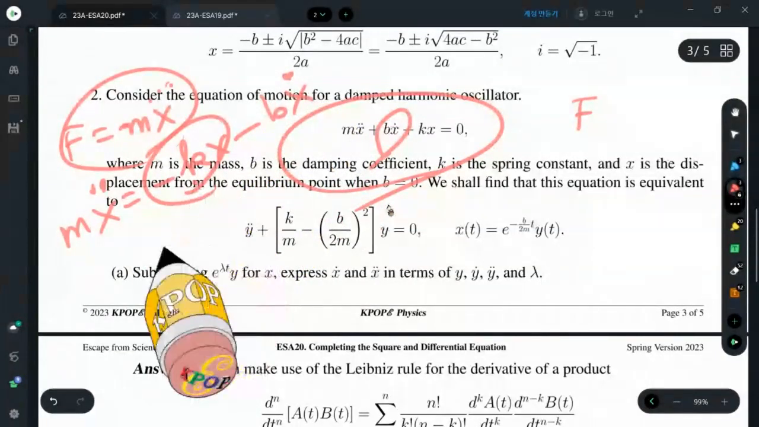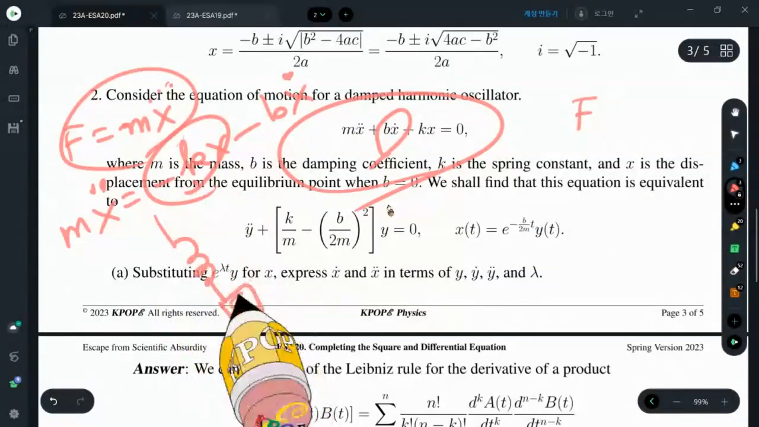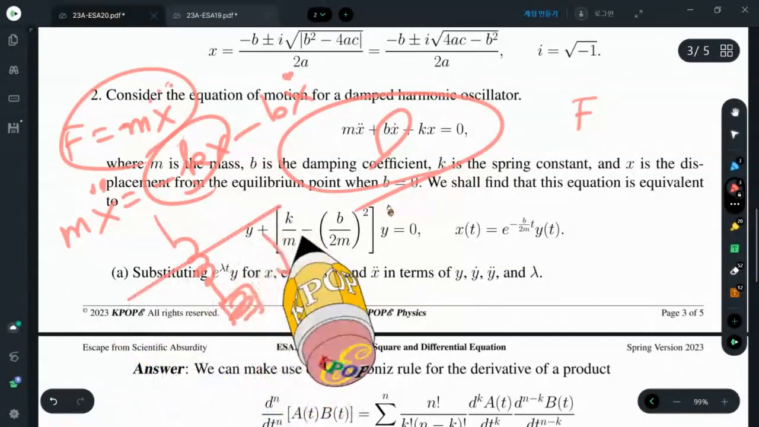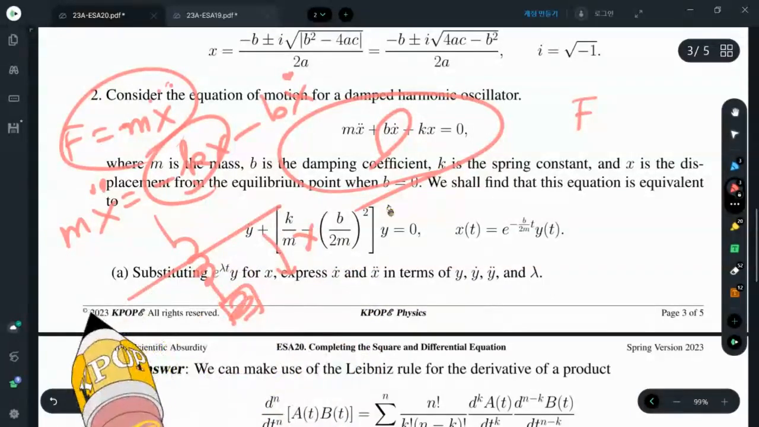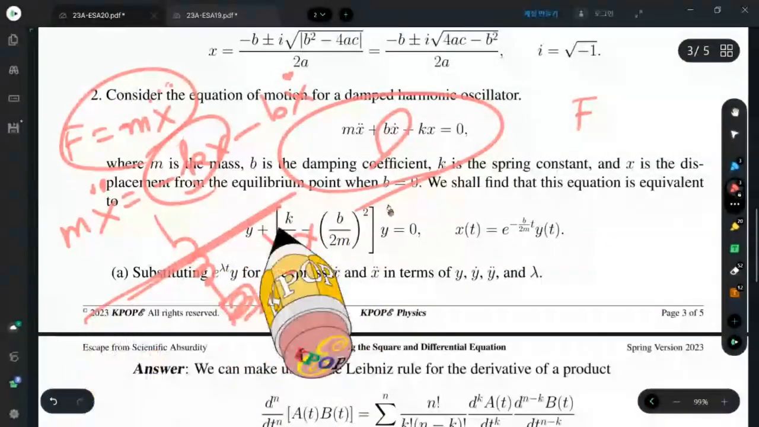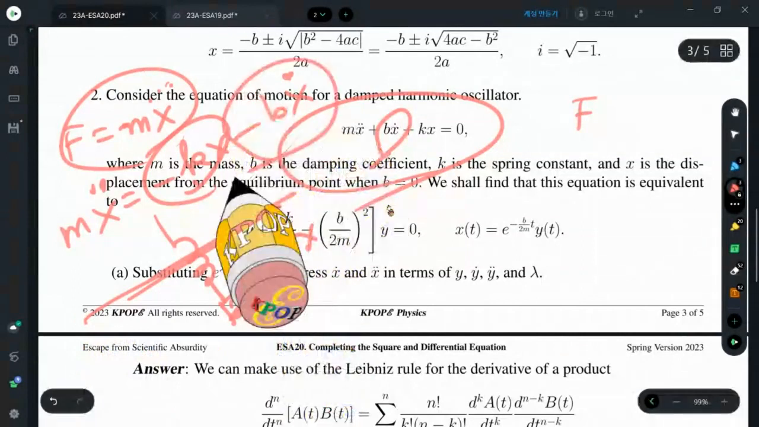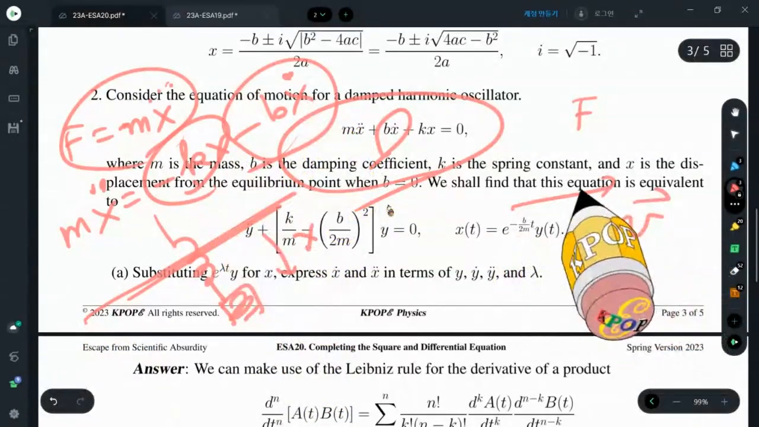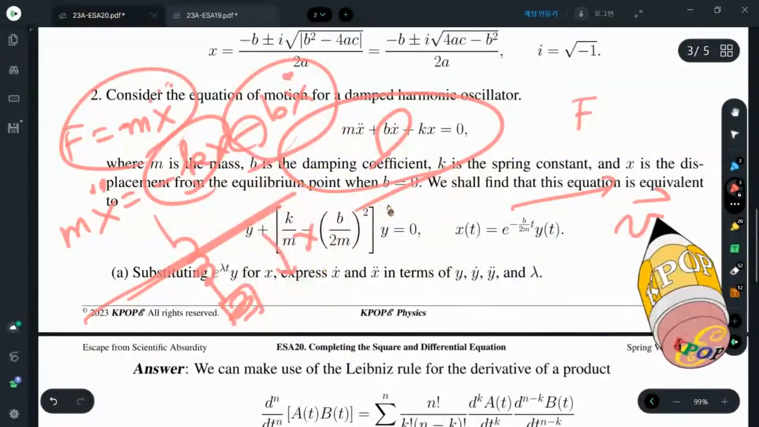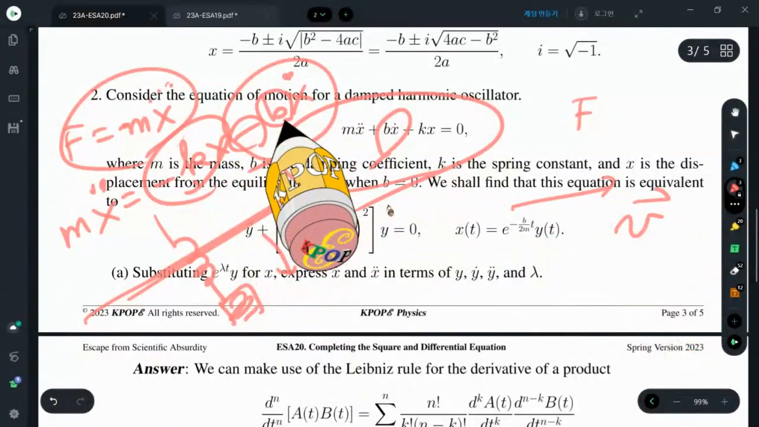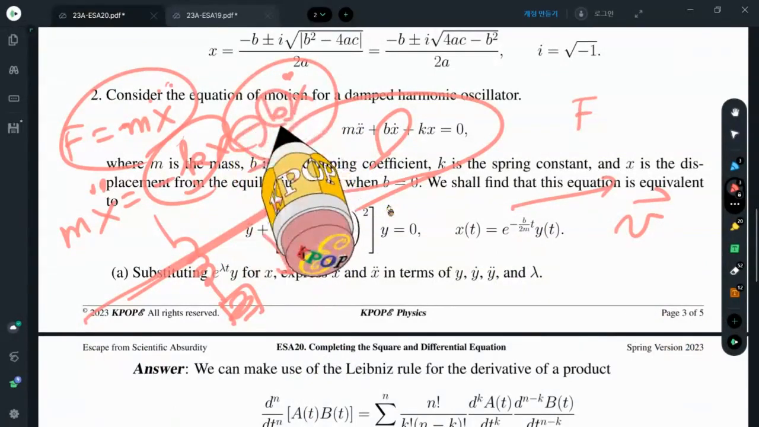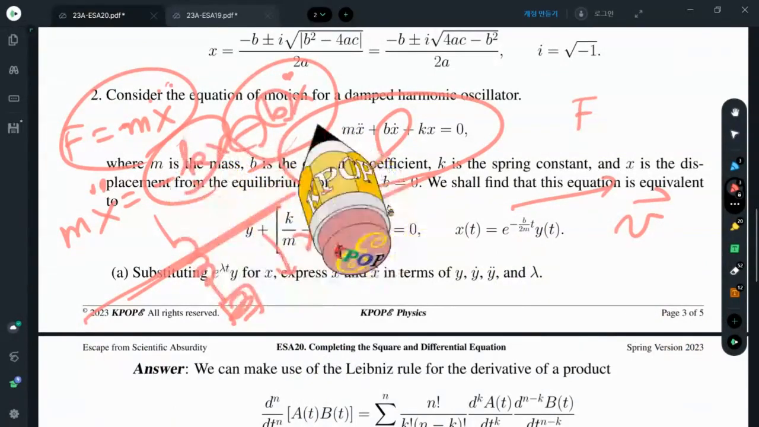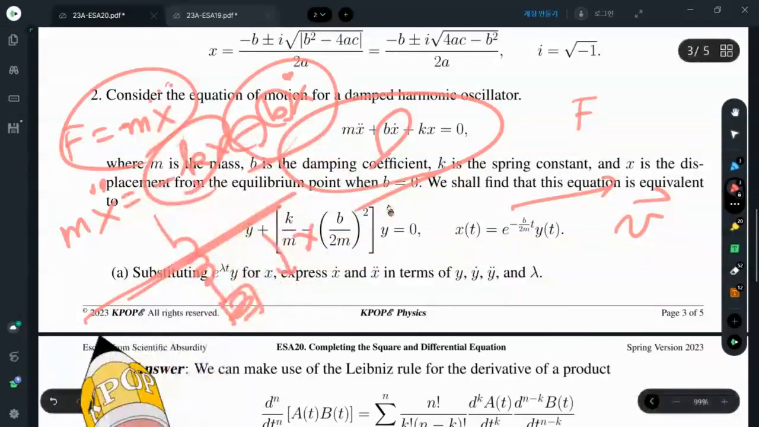This is the spring force, opposite to the displacement from the equilibrium position. This is the damping force that is opposite to the velocity, with strength given by the damping coefficient b. Because of this, solving the second order differential equation is rather complicated.